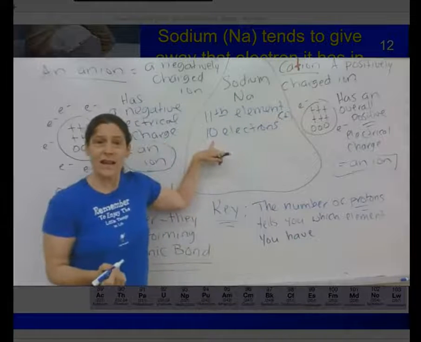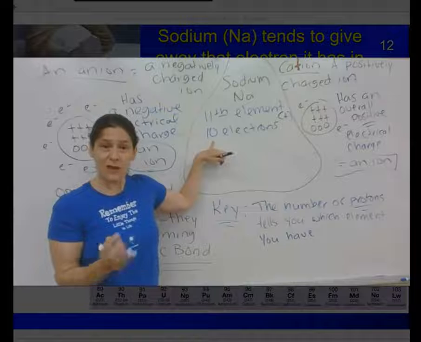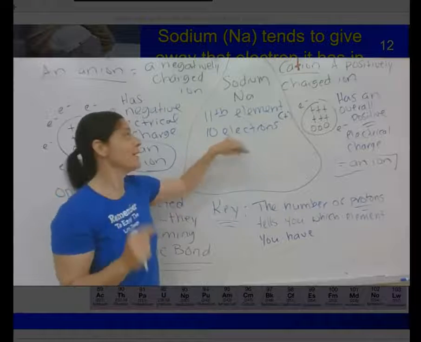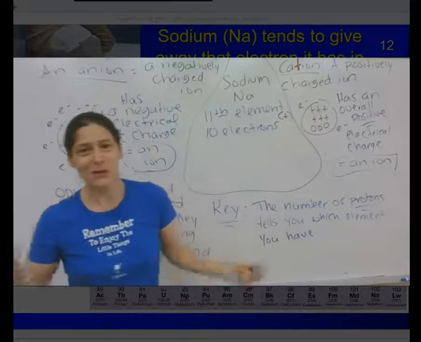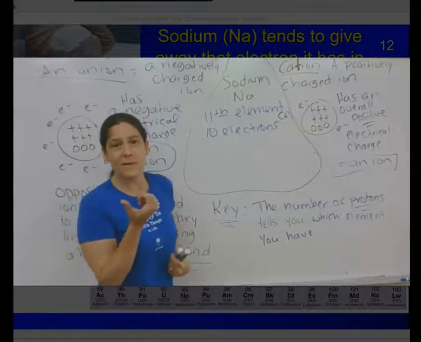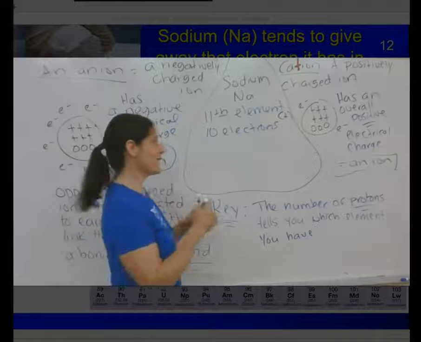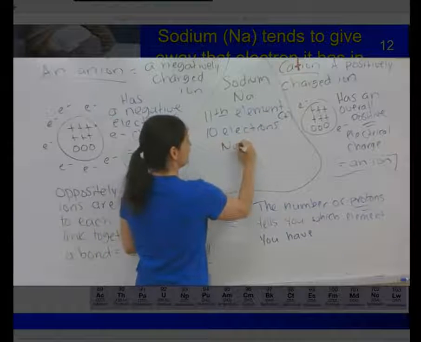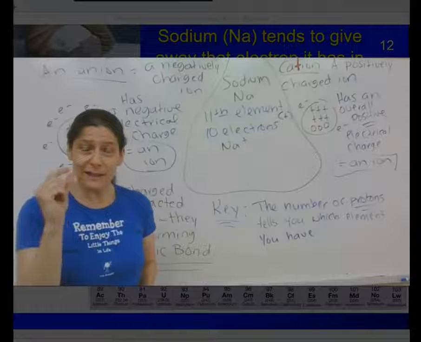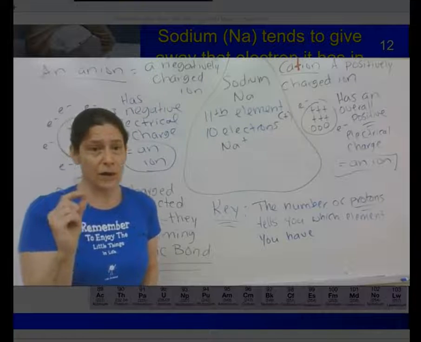10 electrons. Its overall electrical charge is just a little positive. It has one more proton than electron, which is why I put a plus sign there. I'm just so used to writing it that way. So we often express that form of ion, the ionic form of sodium, as Na with a plus sign. It has a slightly positive electrical charge.